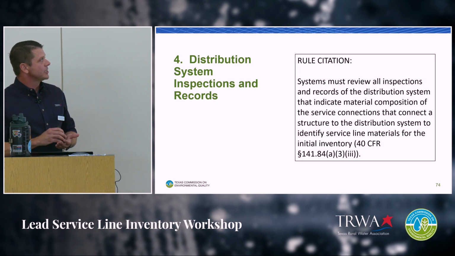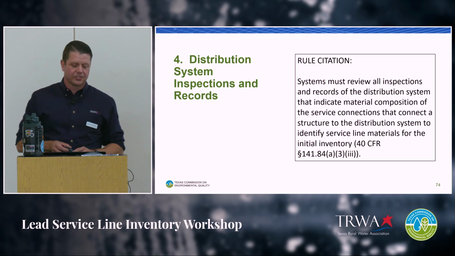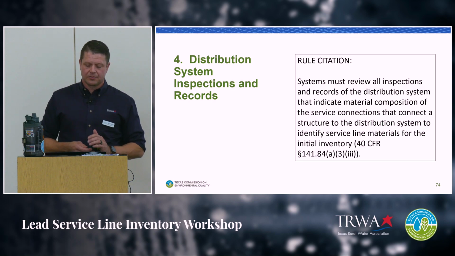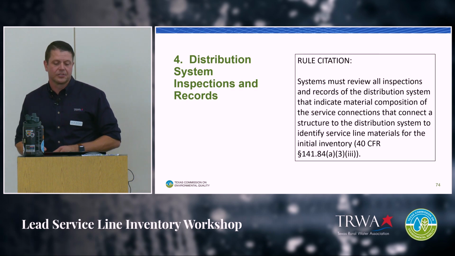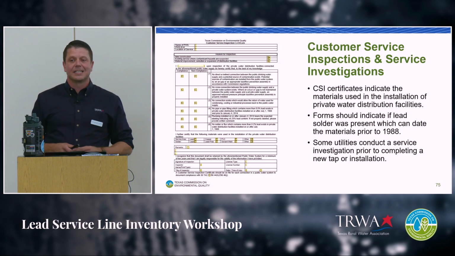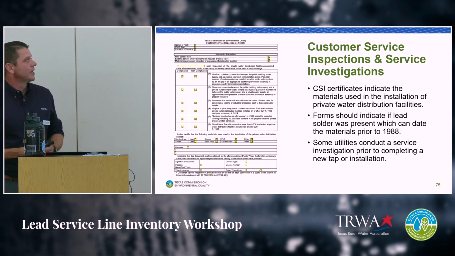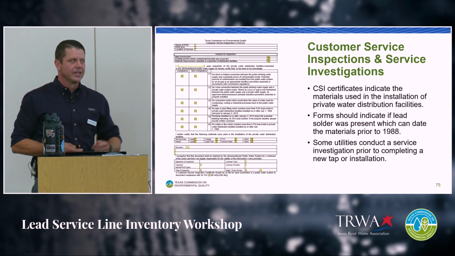Distribution system inspections and records. Systems must review all inspections or records in the distribution that indicate material composition of the service connections that connect the structure to the distribution system. So as Alex mentioned, CSIs. This should be a really quick go-to to determine what is used on the customer side.